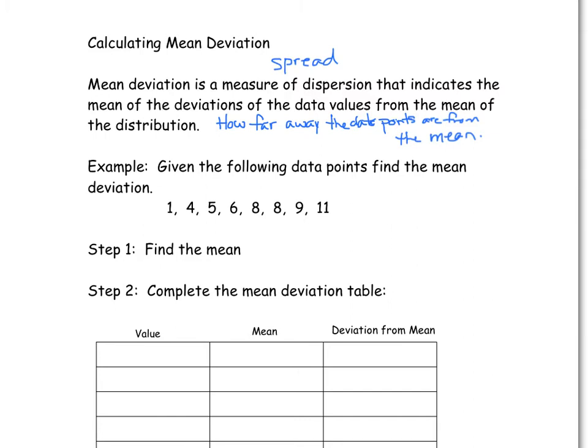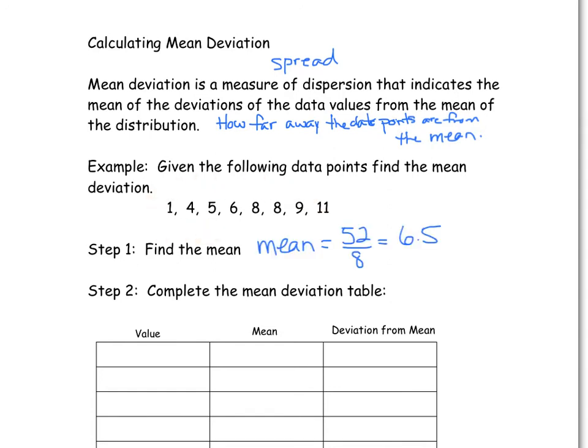So let's take a look at how we calculate that. Here we're going to do an example. We're given an example of a set of numbers, and we're asked to calculate the mean deviation. So the first step is to find the mean of this data set. So I'm going to ask you to find the mean, or the average, of these numbers. Pause the video here and please find the mean.